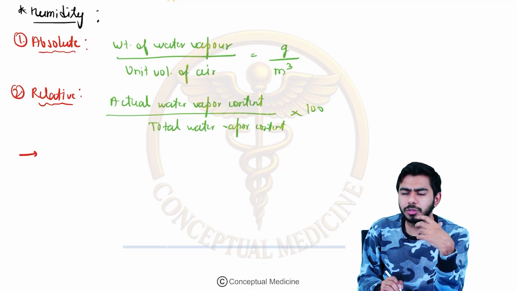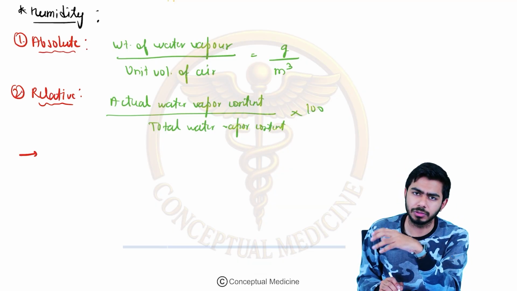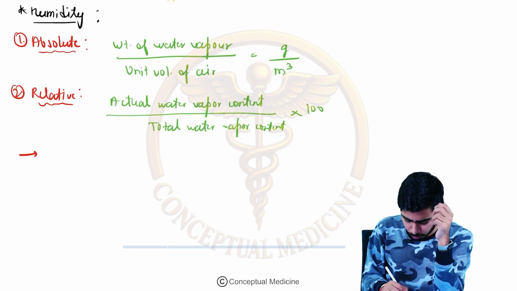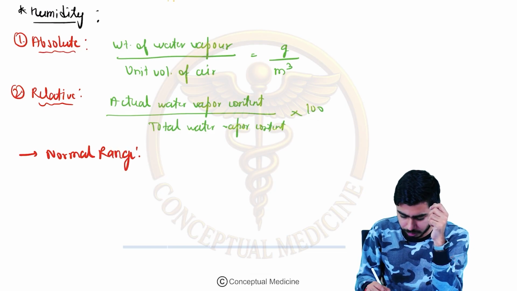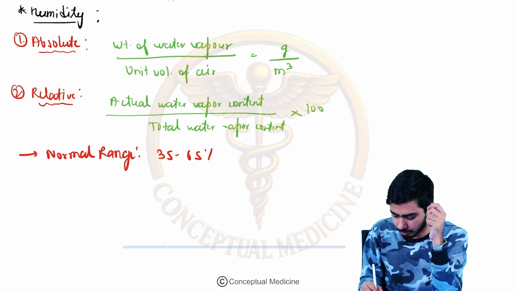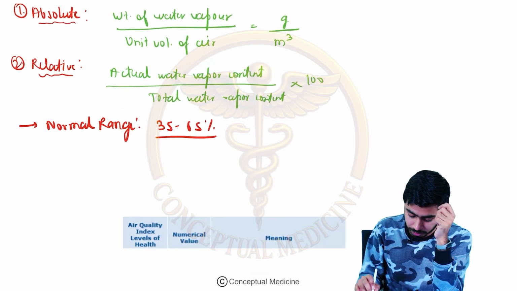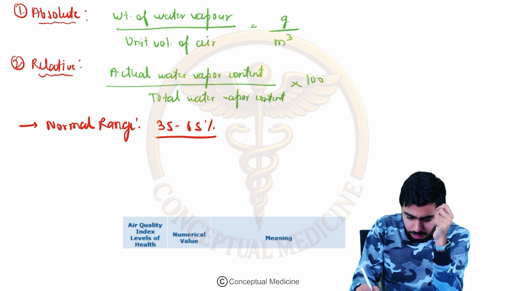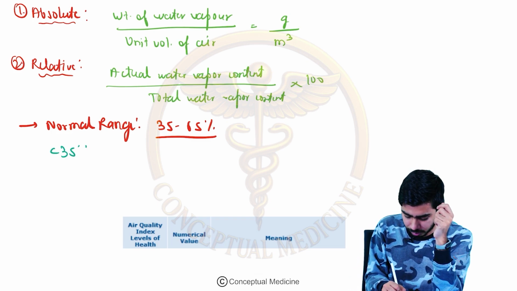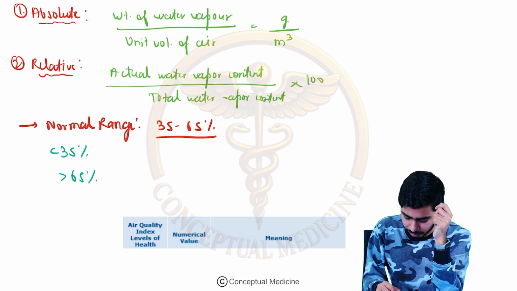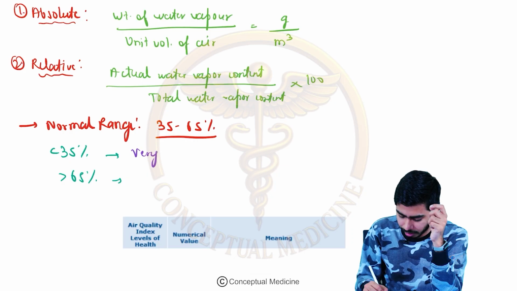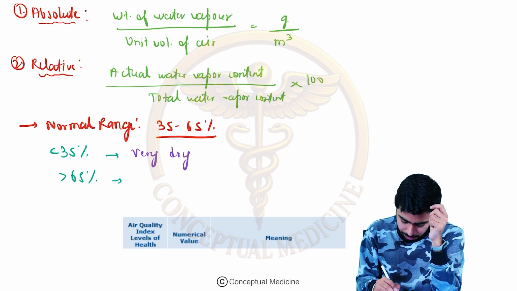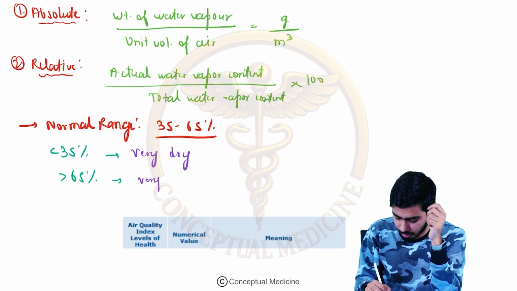Usually we say the humidity is 40%, or 65%, or 53%. So the normal range of humidity is always expressed in percentage only. The normal range is between 35 and 65%. Please remember that. Next, if we talk about less than 35% and more than 65%, what will happen? If it is less than 35%, it is a very dry environment or climate, and if it is more than 65%, then it is a very hot and humid climate.